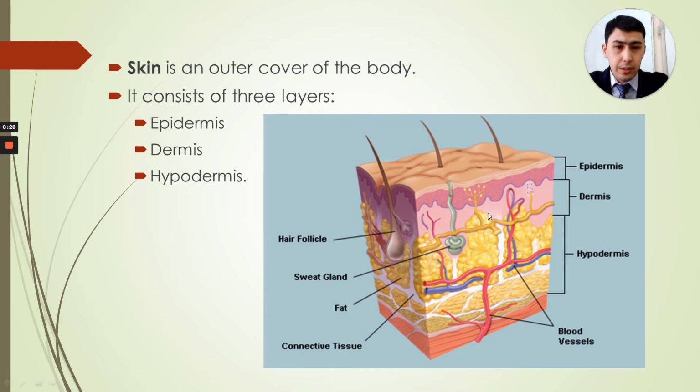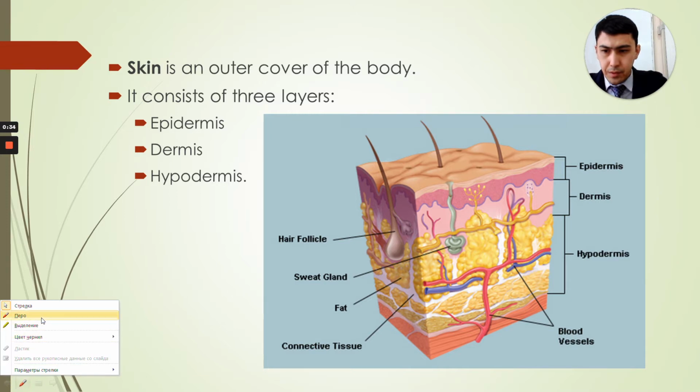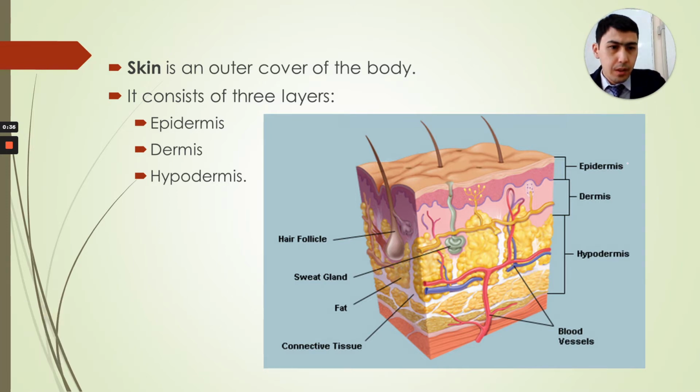So if you cut the skin and look at it, you can see these layers here in the image. Epidermis is here, the outermost layer, and then in the middle we have the dermis layer, then we have the hypodermis layer. So let's study them one by one.